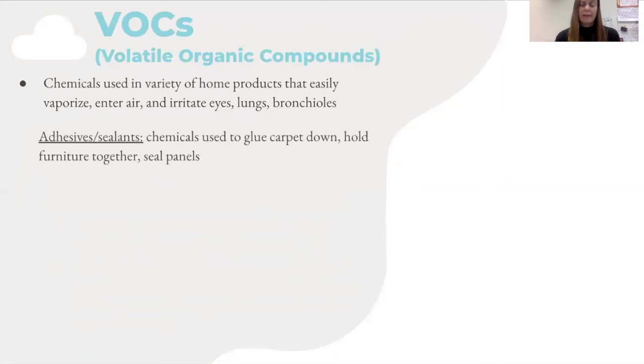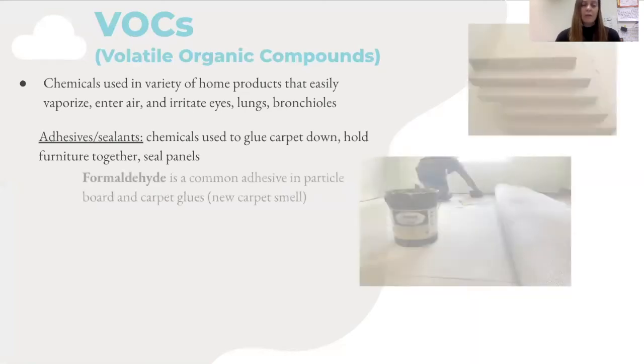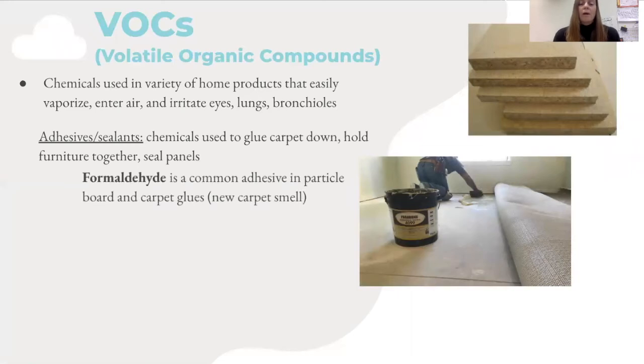So where do we find these? One of the most common places is in glues, so adhesives or sealants. So this might be the glue that's used to put down carpeting, hold furniture together, or even seal panels up. Formaldehyde is a very common adhesive in particle board and carpet glues, and formaldehyde is a known toxin for us.